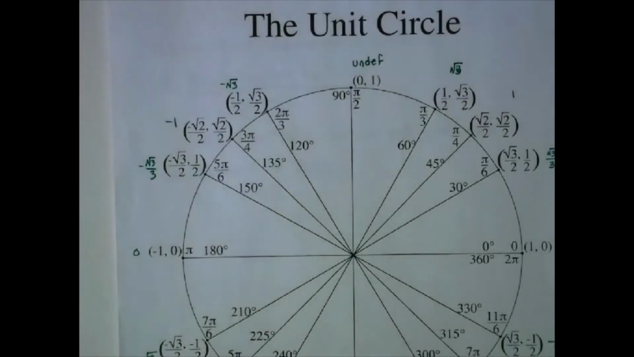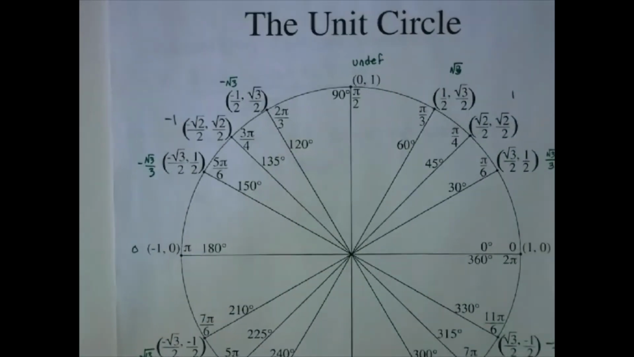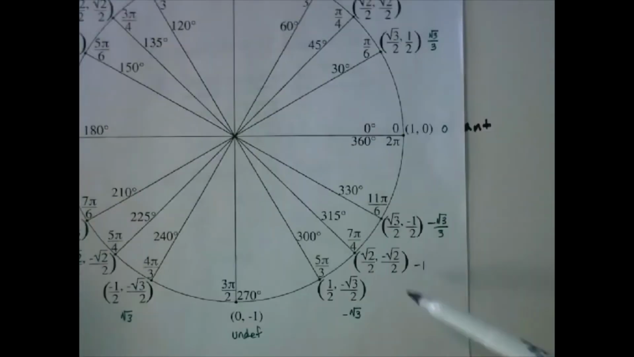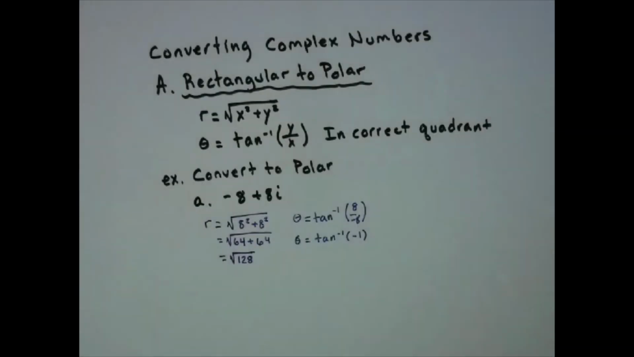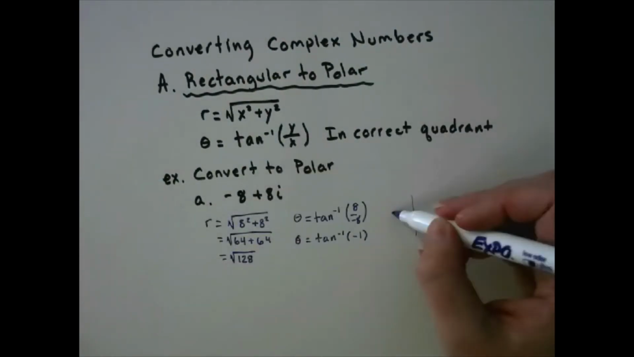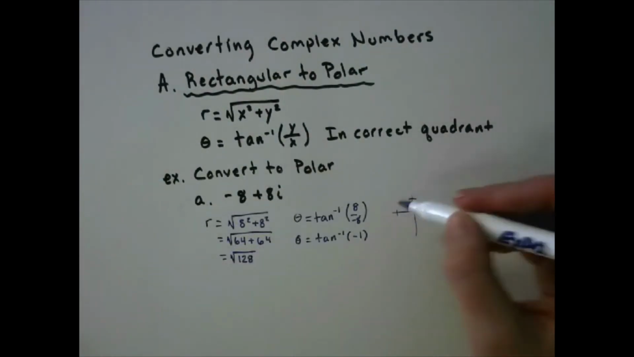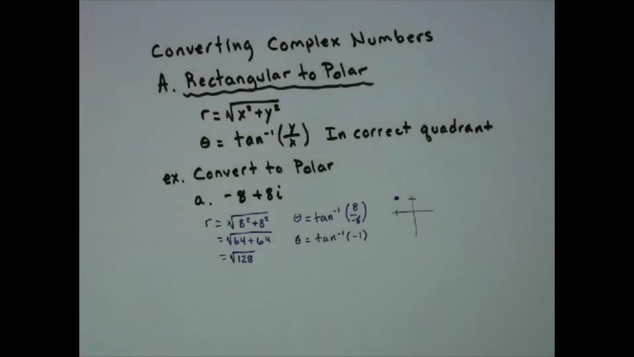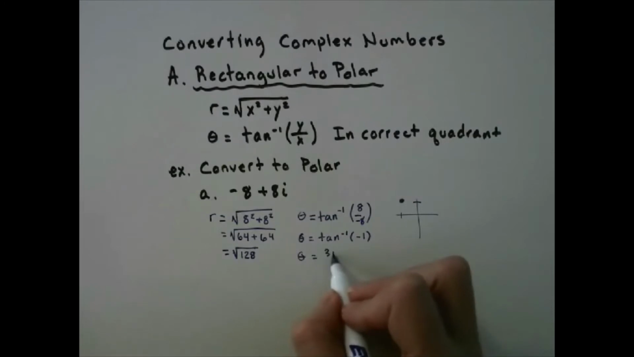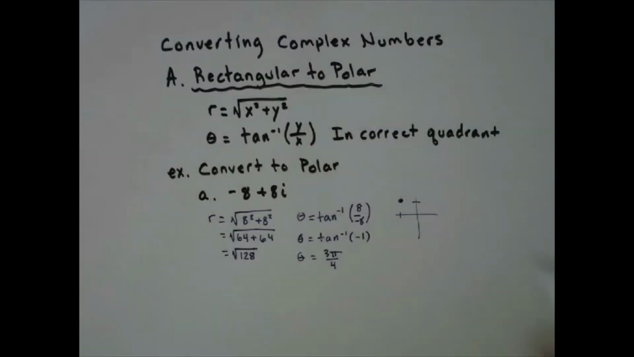Okay, by now you should have added the tangent values to your unit circle. There are two locations where our tangent is negative 1. That's going to be at 3 pi over 4 and at 7 pi over 4. So which one is correct? Well, if I were to graph 8 minus 8i, or 8 plus 8i, we're here in the third quadrant. So my correct theta will be 3 pi over 4.